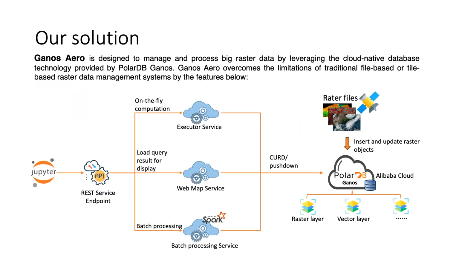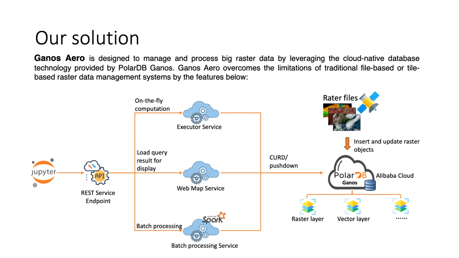Okay, to overcome these challenges, we developed the GANOS Aero. The GANOS Aero is designed to manage and process big raster data by leveraging the cloud-native database technologies provided by PolarDB GANOS. GANOS is a special database engine that is built on PolarDB, and PolarDB is a cloud-native relational database system developed by Alibaba Cloud. It provides high elasticity and concurrency, and it is built on and fully compatible with PostgreSQL.